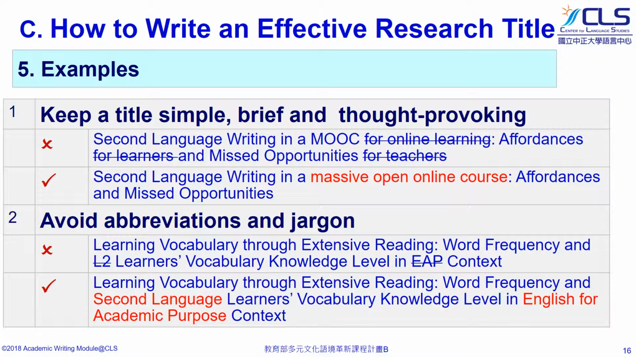Let's look at the examples of research titles. To keep a title simple, brief, and thought-provoking, we should avoid using words that are too detailed, such as for online learning, for learners, or for teachers in the first example. And we should also avoid abbreviations and jargon, such as L2 and EAP in the second example. We need to change them into second language and English for academic purpose.